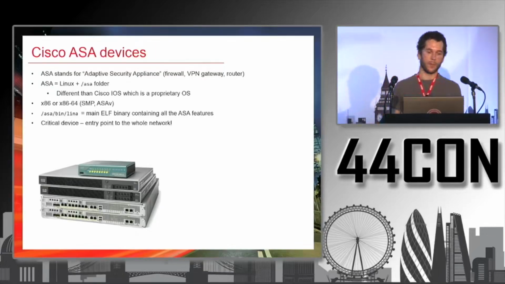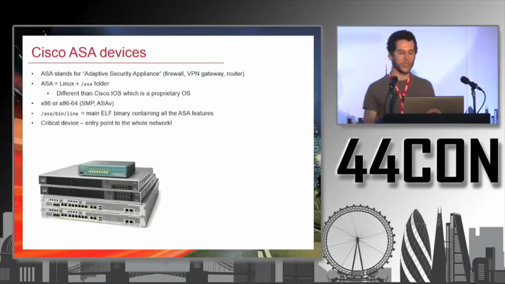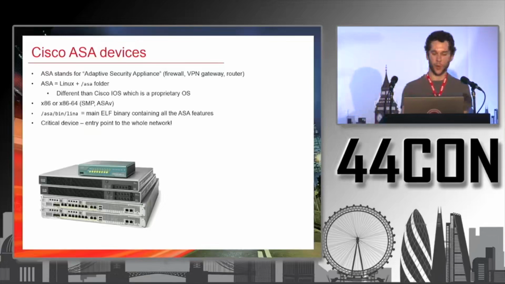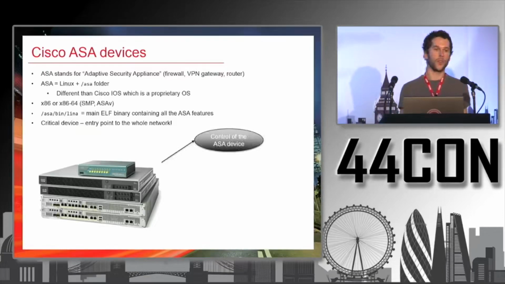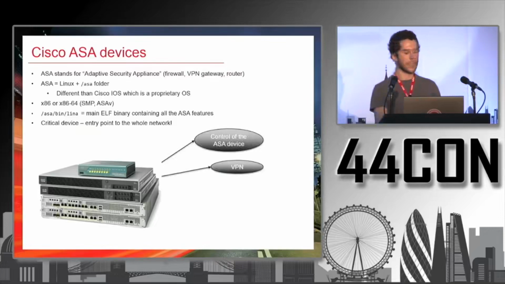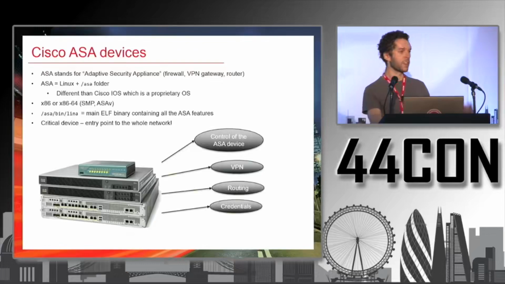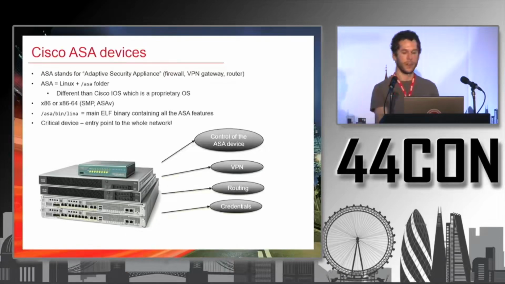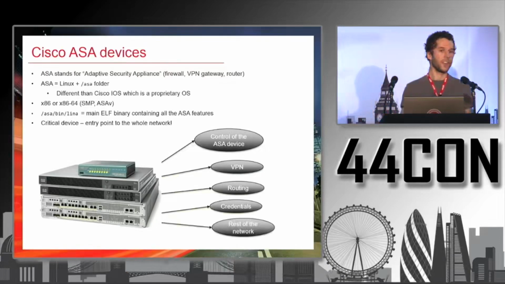And from an attacker point of view, it's quite a critical device because it's the entry point to the whole network. So basically, if you control the device, you can access VPN information, routing information, and credentials that go through the router. And basically, it's an entry point for the rest of the network.